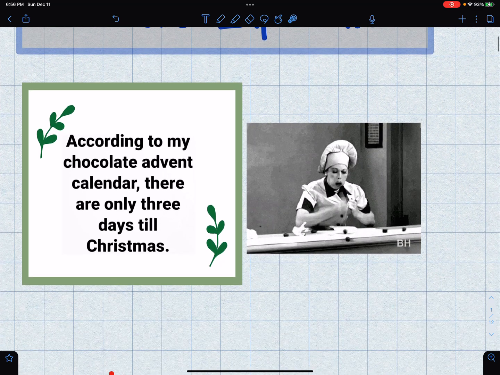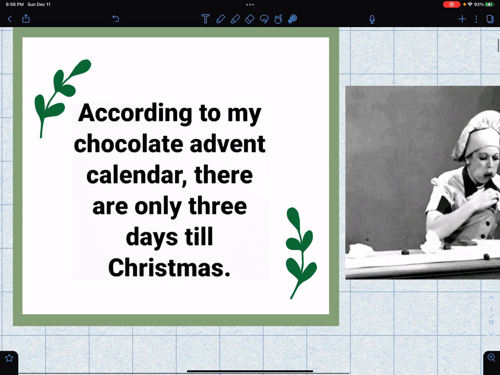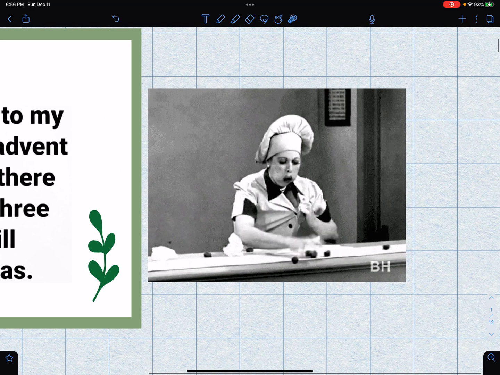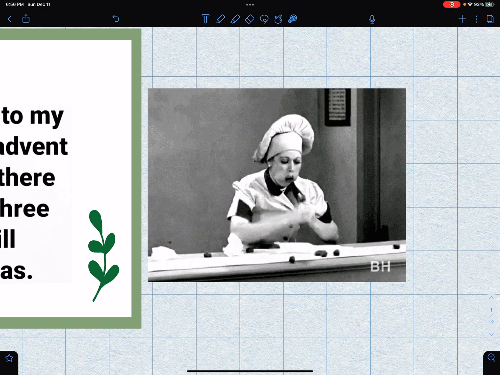Okay, first of all, according to my chocolate advent calendar, there are only 3 days till Christmas. That would totally happen if I had a chocolate advent calendar. I'd be like this. Remember this episode? That was one of the funniest ones, huh?